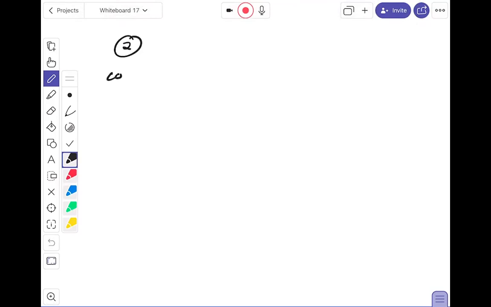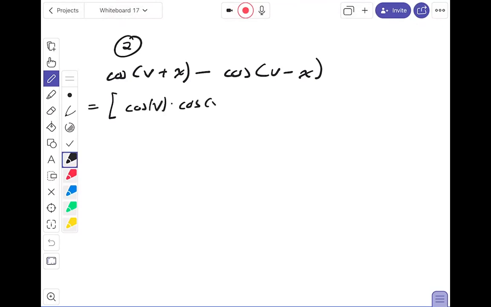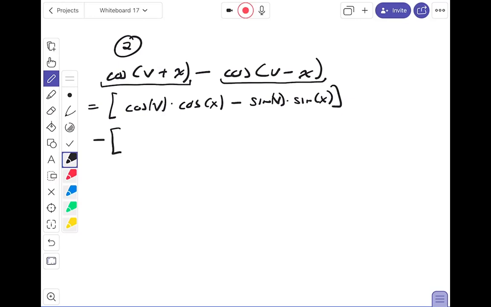And I'm seeing cosine of (v plus x) minus cosine of (v minus x). And what do we do when we simplify it? Well, one step at a time. Some formulas, I need to know these. Cosine v cosine x minus sine v sine x. All right, what did I do? I did this. All right, now what I'm going to do? Subtract. I'm going to do this guy now.